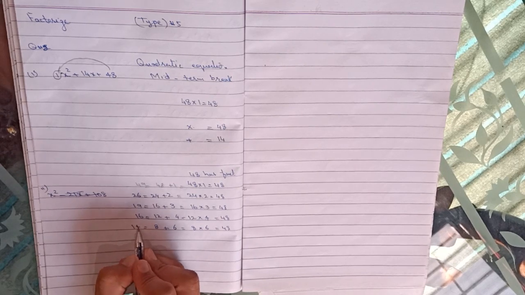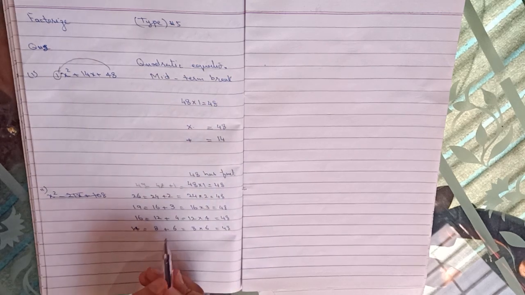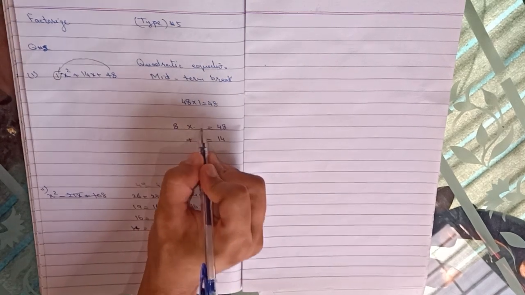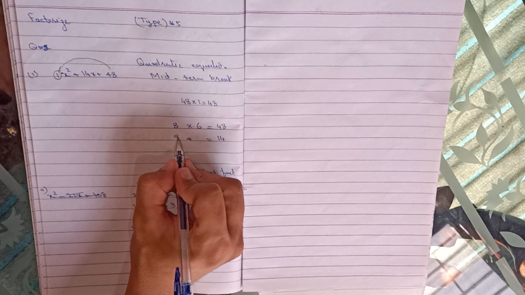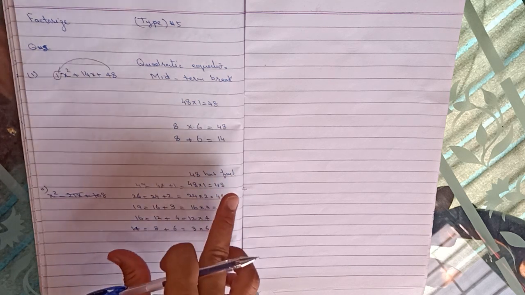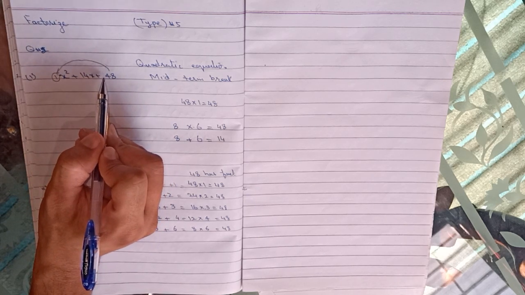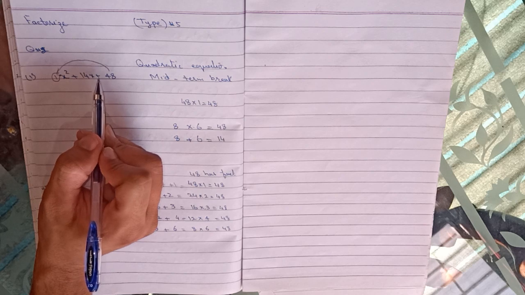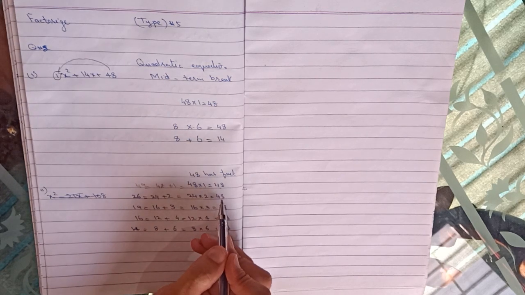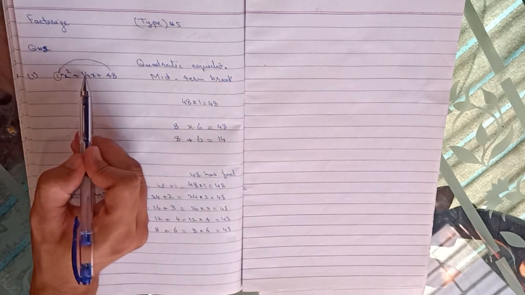It means our factors satisfy that relation: the product of two numbers is 48 and the addition of those numbers is 14. So 8 and 6 are the factors of this quadratic equation. How do we select this? We simply multiply the constant with the coefficient of x square. We multiply 48 with the coefficient of x square and find the factors of 48, whose product is 48 and whose sum is 14.